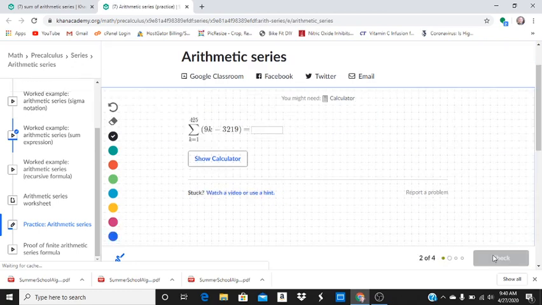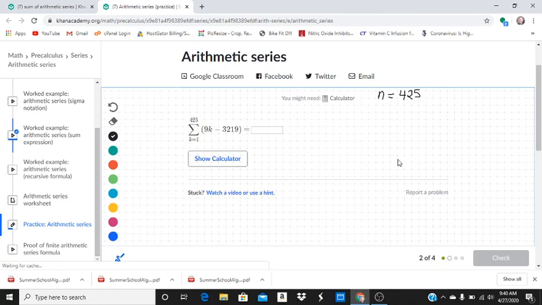Now we're finding the sum from 1 to 425. So we have 425 terms because we're starting at 1. If we started at 0, we'd have 426. But starting at 1, we have 425 terms.